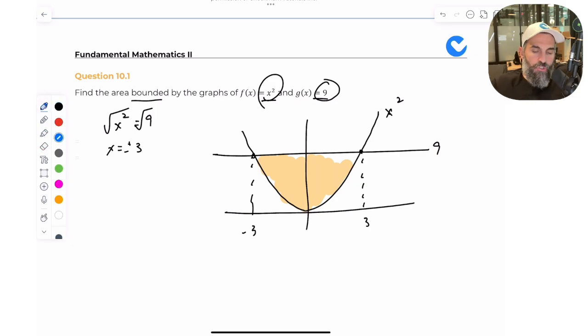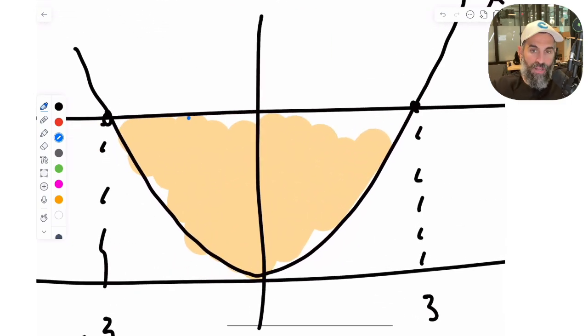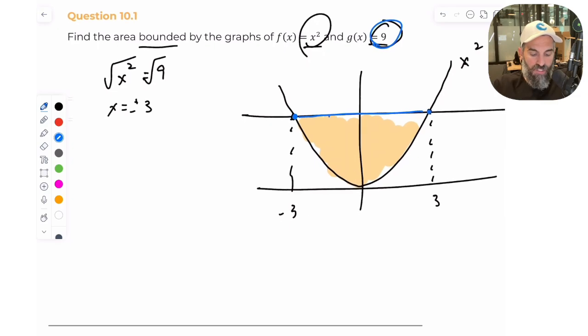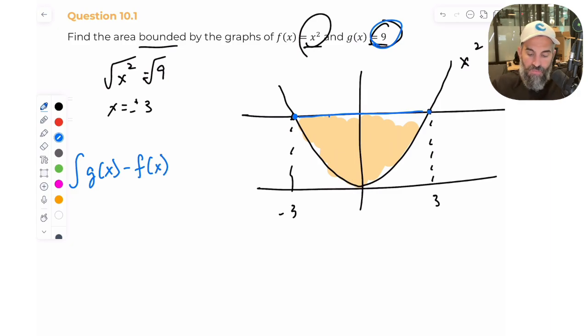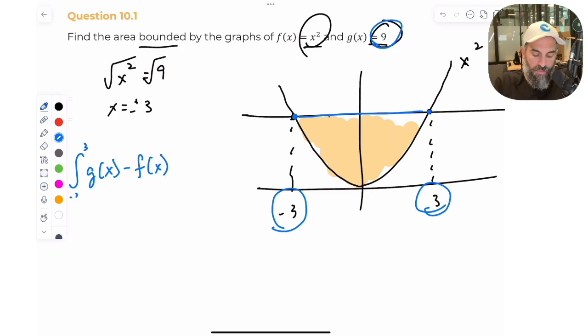So I can tell just from the graph that the function g of x is actually higher, right? In the area bounded between them, closed between them, it's g of x that's higher up. So when I'm going to be setting up my integral, I'm actually going to be doing g of x minus f of x, the higher one minus the lower one, between these two numbers. And when you're setting that up, you always want to put the greater number on top and the lesser number at the bottom. So this is how we're going to solve this question.